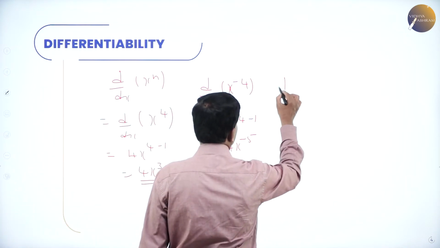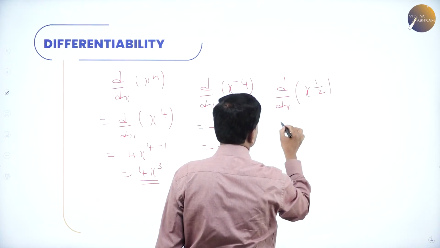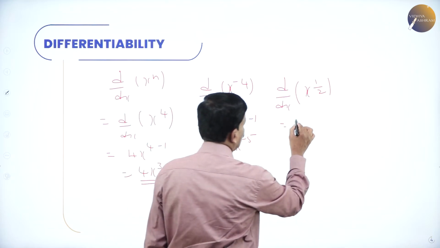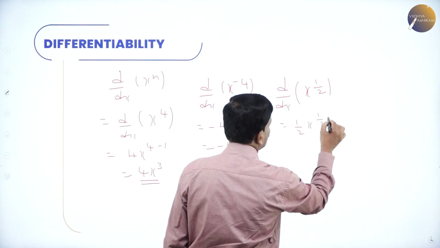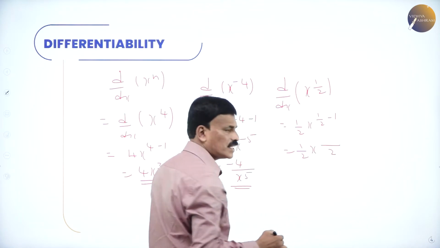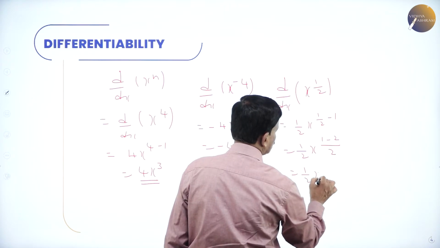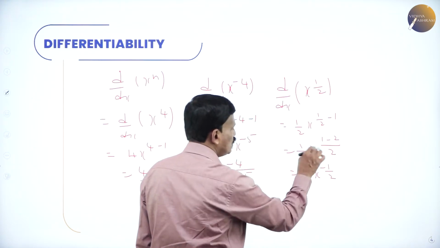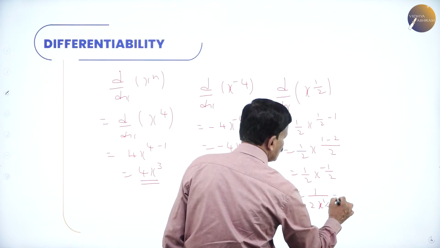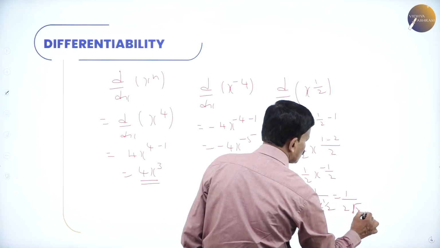Suppose I take a fraction, d by dx of x to the power of 1 by 2. What is n here? n is equal to 1 by 2. So 1 by 2 into x to the power of 1 by 2 minus 1. Taking 2 as the LCM, 1 minus 2. So 1 by 2 x to the power of minus 1 by 2. Bring this to the denominator: 1 by 2 into x raised to half. If you want, you can put this in the form of 2 into x raised to half, which is nothing but root x.